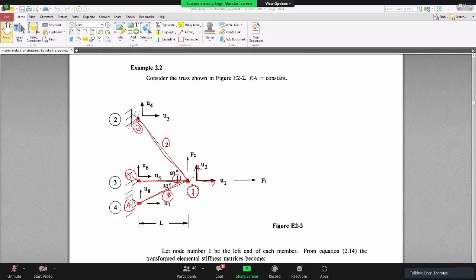Okay? At the same time, if we consider the forces, we have F1, F2, F3, F4. F3 and F4 are the reactions at node 2. F5, F6 are the reactions for node 3. And subsequently, we have F7 and F8, the reactions for node 4. F1, F2 are the applied forces under node 1. The angles given at the back are 60 degrees and this one is 30 degrees.